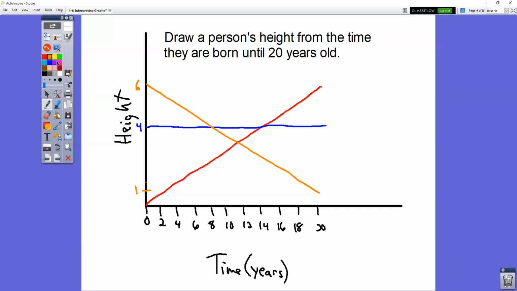All right. Let's think about this next one. Let's think about this green one for a second. Watch what I'm going to do with this green one.